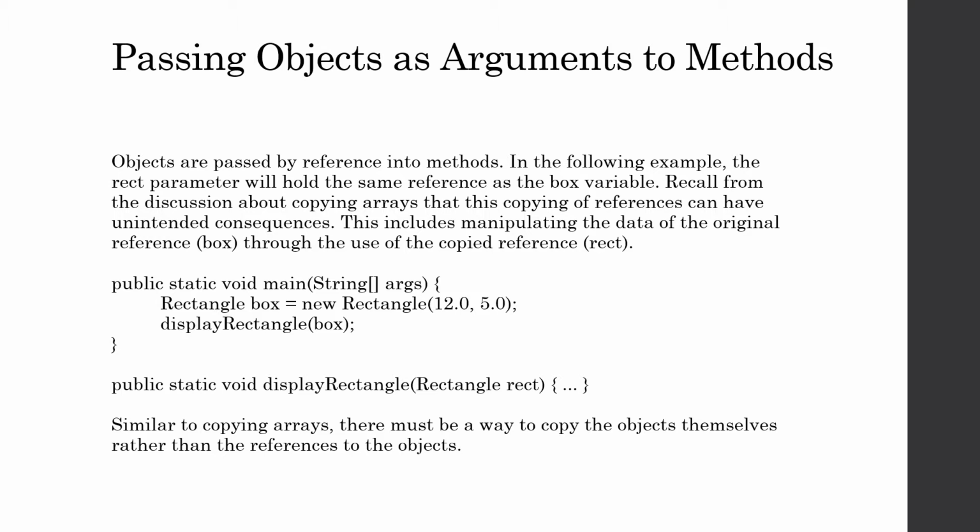Recall from the discussion about copying arrays that this copying of references can have some unintended consequences. This includes things like manipulating the data of the original reference box through the use of the copied reference, in this case rect. Similar to copying arrays, we would need to come up with some way to copy the objects themselves rather than the references to the objects.